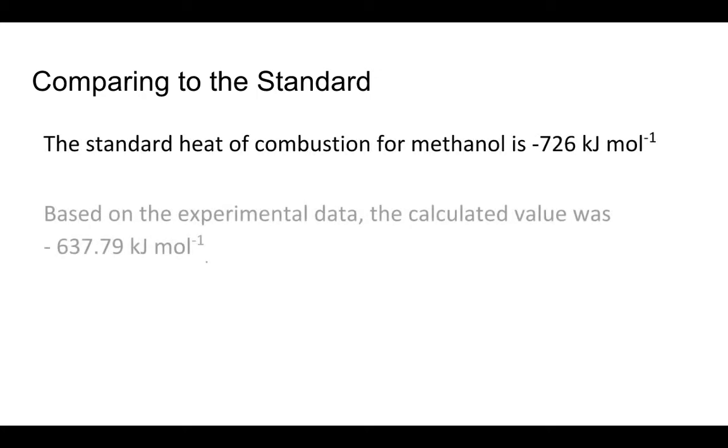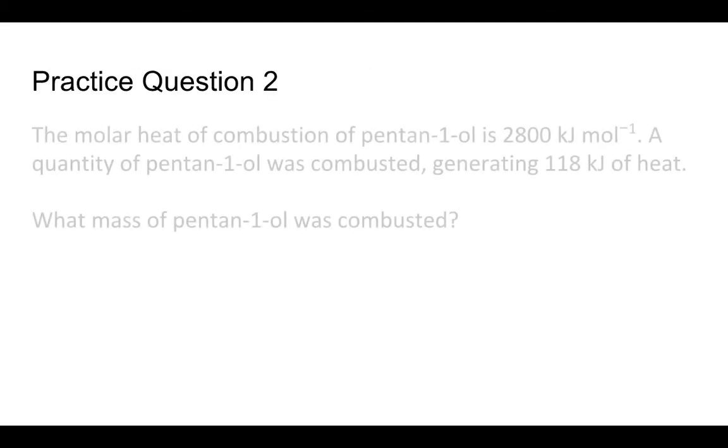For homework, I got you to compare to the standard. Having a look at this particular example, the standard heat of combustion for methanol is actually 726 kilojoules of heat released per mole, denoted by the negative sign. However, based on our experimental data, the calculated value was actually negative 637.79 kilojoules per mole. So what we're noticing, and I hope that's what you noticed for homework as well, is that the experimental data is always showing a value lower than that of the standard.